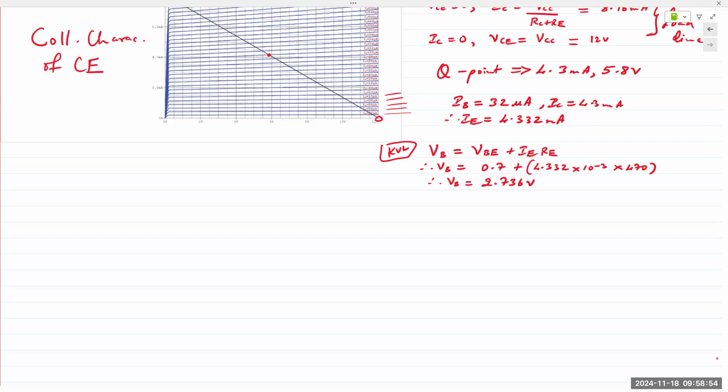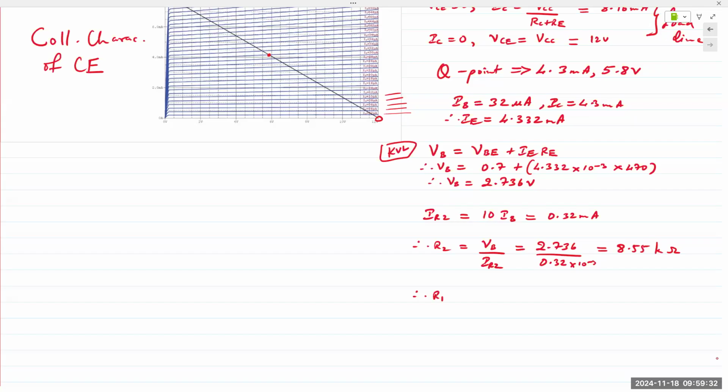Now, IR2, I'm choosing to be 10 times IB. So 0.32 milliamps. And R2, I can now calculate as VB over IR2, 2.736 over 0.32 times 10 raised to minus 3, which gives me 8.55 kilo ohm. For your pre-lab, of course, you'll obtain a different value.